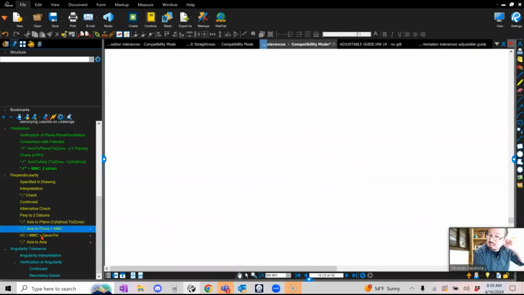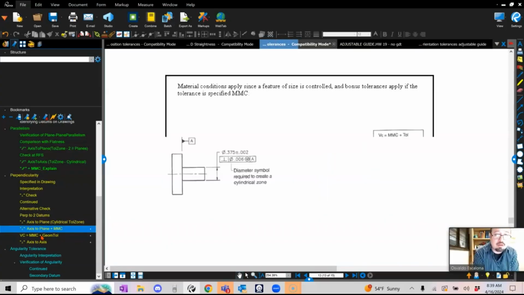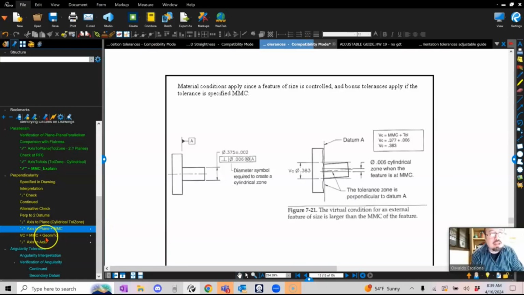We want to talk about MMC. That is something that I want to cover next time we meet. Probably I have to talk about rule number 1, and then that will make a little bit more sense for this. Virtual condition. We also talk about LMC, and let's talk about angularity. The last one.